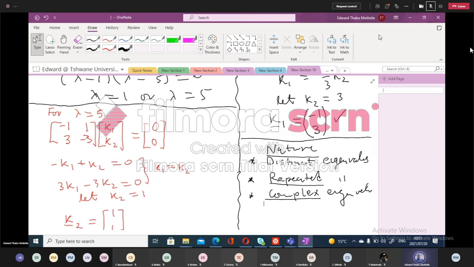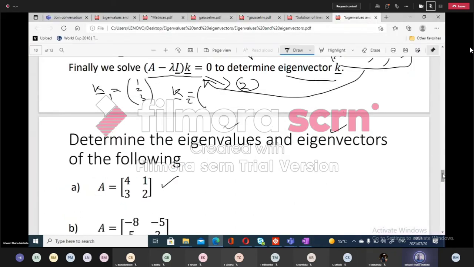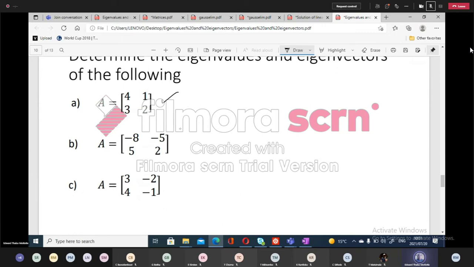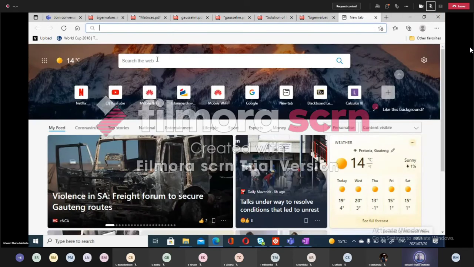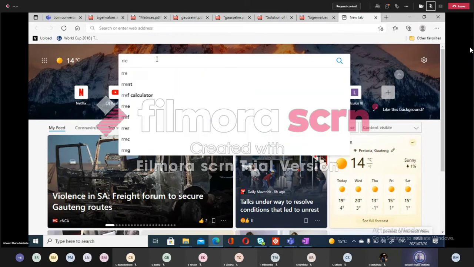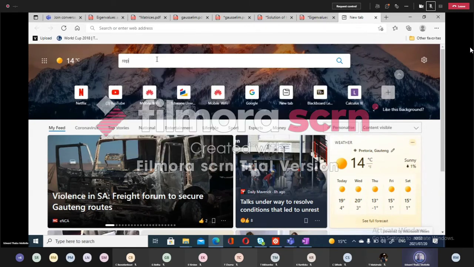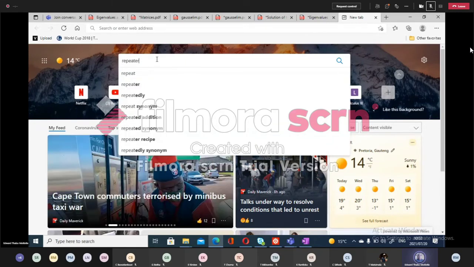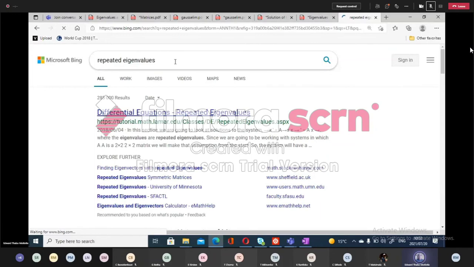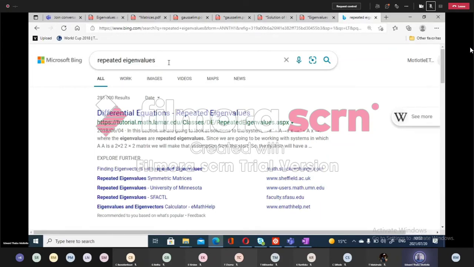Okay. So I don't know if this one is going to give me those two. The only way to find out is to solve these two. Okay. So I want one that will guarantee me that. Repeated eigenvalues, 2 by 2 matrix.